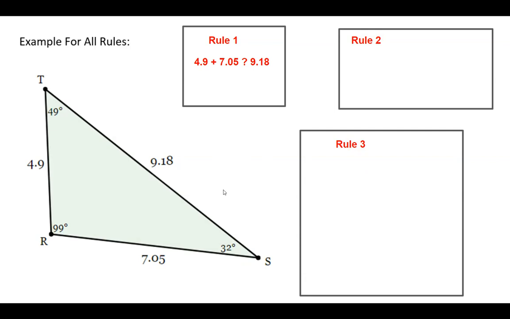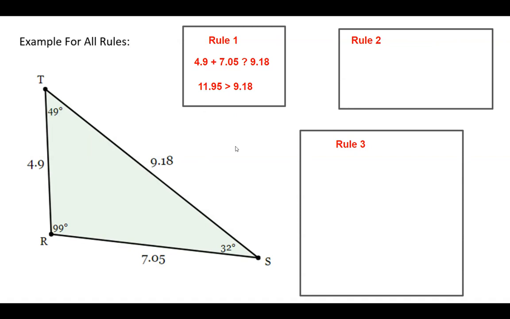But first, for rule 1, we're just trying to make sure that the sum of the two small sides is indeed larger than the third side. So I just set this up. I say my two small sides are 4.9 and 7.05. I don't know how they compare right now, but I want to make sure that they're larger than 9.18. So I add those together. I get 11.95, and yes, that is greater than 9.18. So that shows me that these three sides could make up a triangle. A lot of times they would say, here are your three sides, could they determine a triangle? We wouldn't have the picture for that.